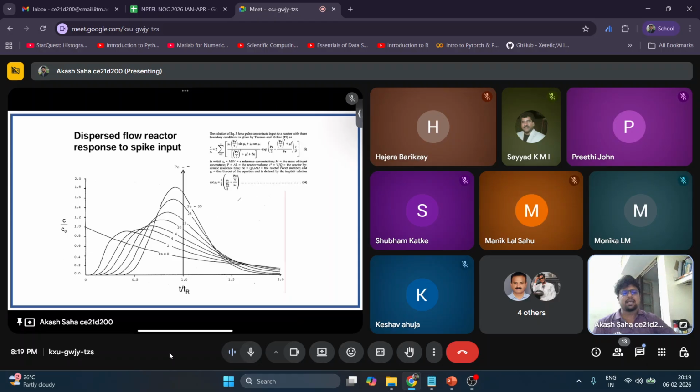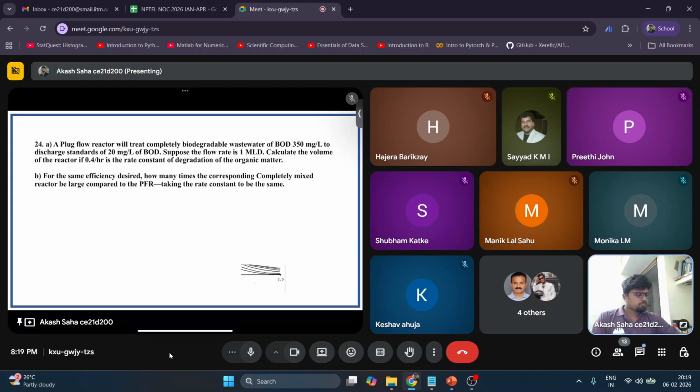Okay, so this is another diagram. No need to get into all this. Just remember advection by dispersion. Since it is a longer channel, advection will be more in the PFR. So that's why it may tend to infinity, whereas in CSTR the reverse will happen.